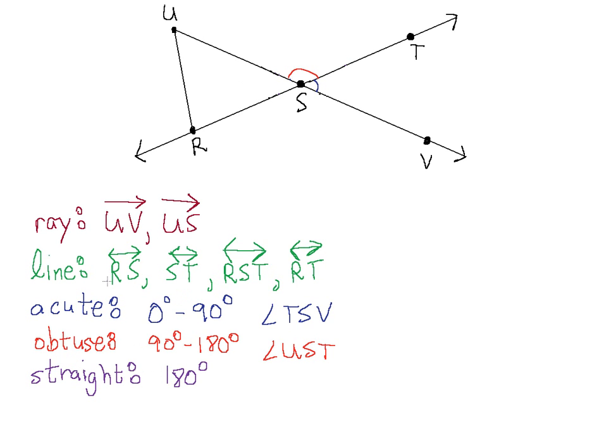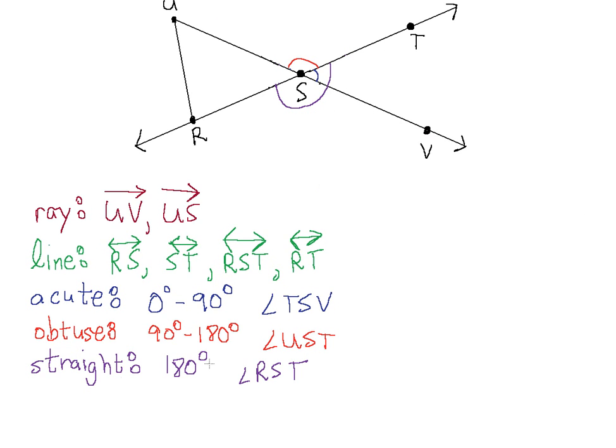And we know from up here that we have a line RST, so this angle right here is a straight angle. This angle RST. So angle RST is a straight angle. We also have another straight angle right here at USV. That's also an angle that has a measure of 180 degrees. All right, let's take a look at the next question.